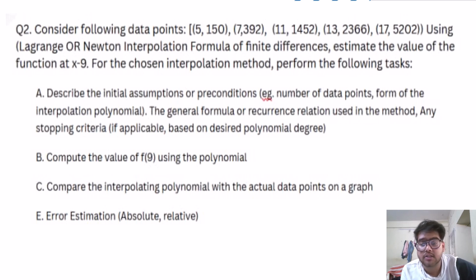Perform the following tasks. So the tasks are: describe the initial assumptions or preconditions, the general formula or recurrence relation used in the method, and any stopping criteria if applicable based on the desired polynomial degree. Compute the value of f(9) using the polynomial. Compare the interpolating polynomial with the actual data points on a graph, and do error estimation, absolute or relative.